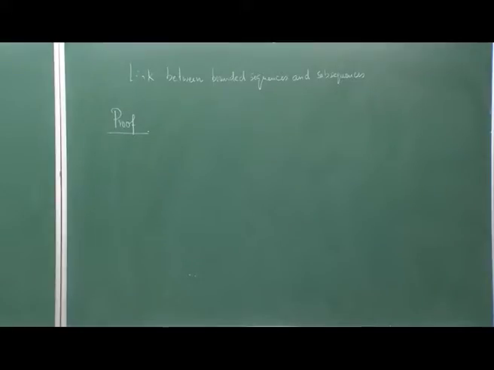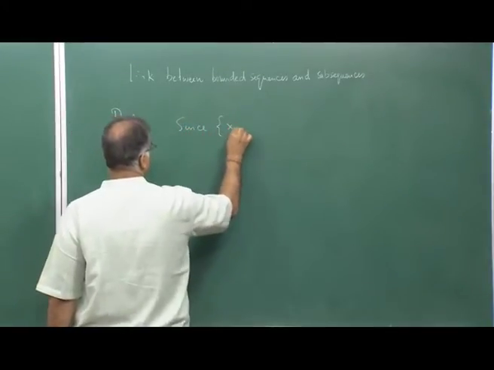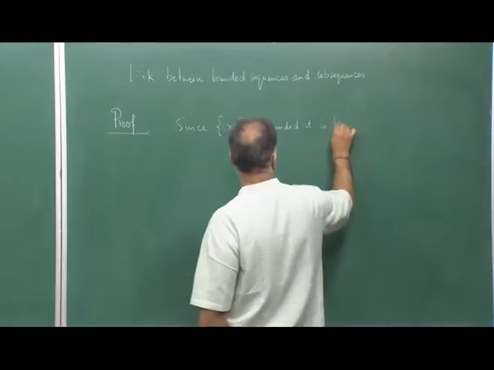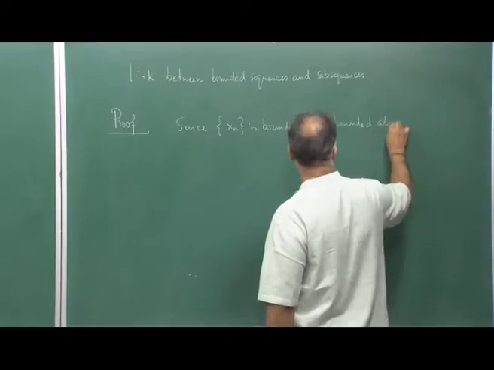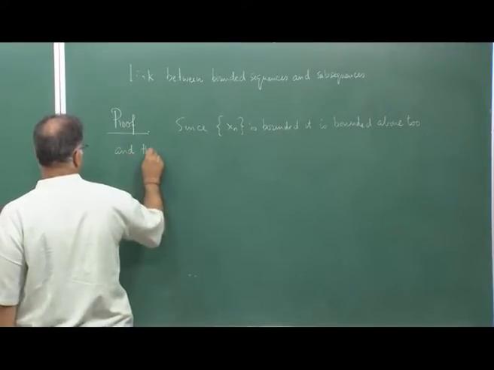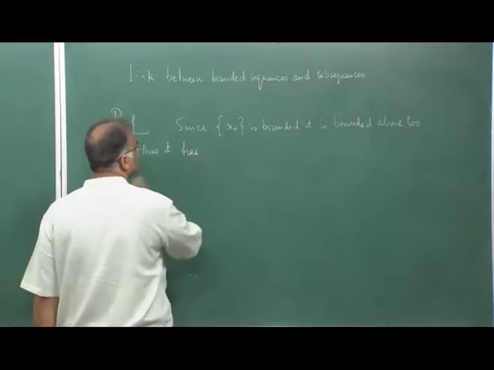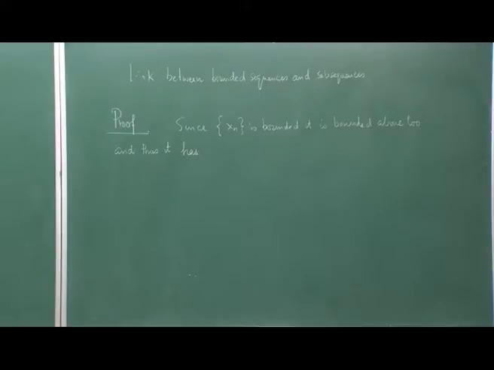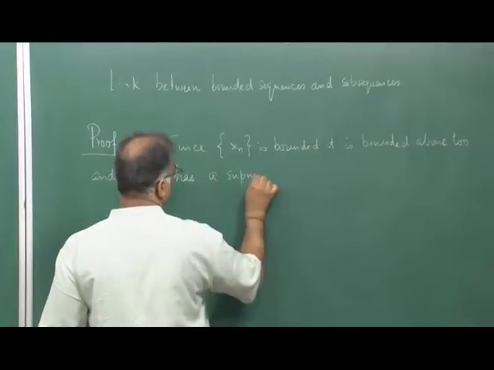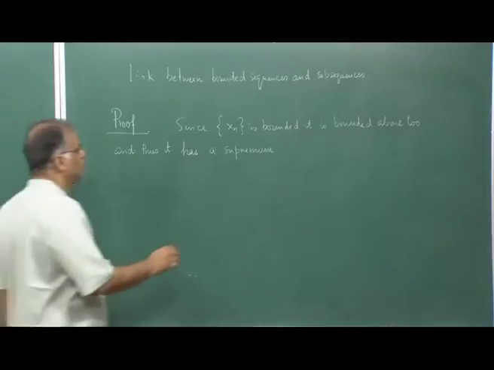Now, here we will first start with the idea that the sequence is bounded for this result. So, since xn is bounded, it is bounded above, and thus it has a supremum. And let us call the supremum m, say, right.